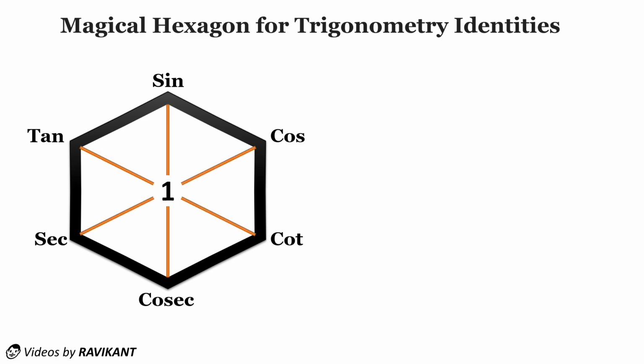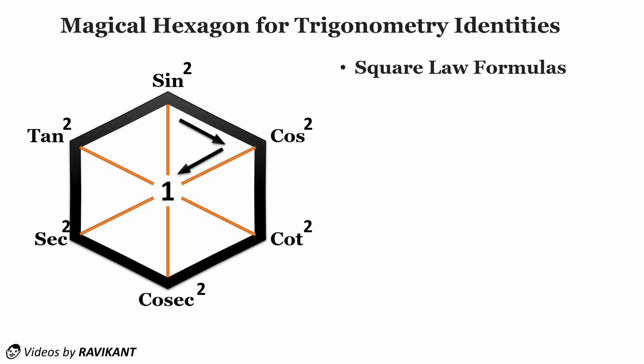Next we make some square law formulas. These formulas are very important, so learn very carefully. To understand square law formulas, first square all the trigonometric ratios. Now let's start from sine square and move towards 1 through cos square. So the sum of sine square and cos square will always be equal to 1. Then we can write sine square x plus cos square x is equal to 1.